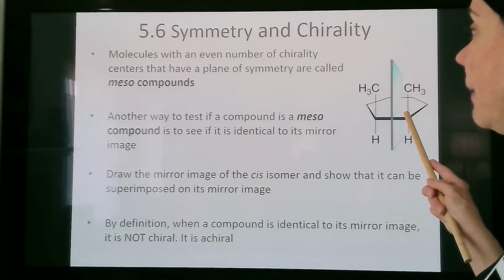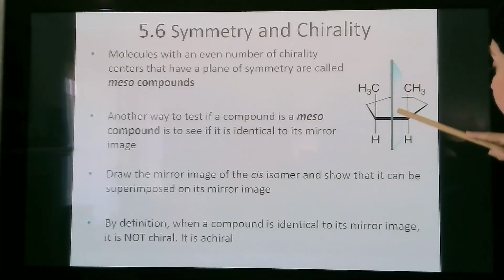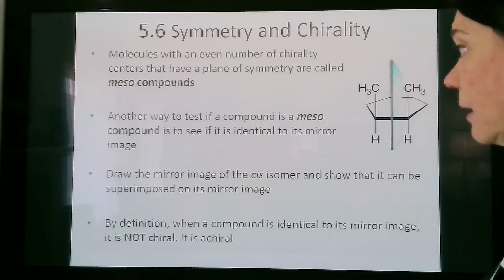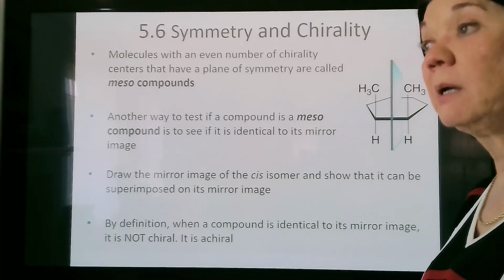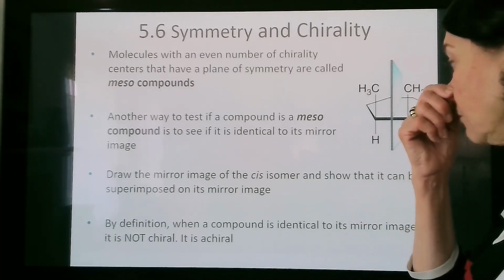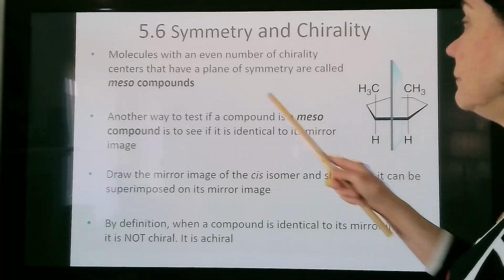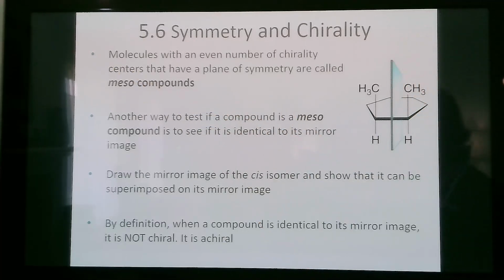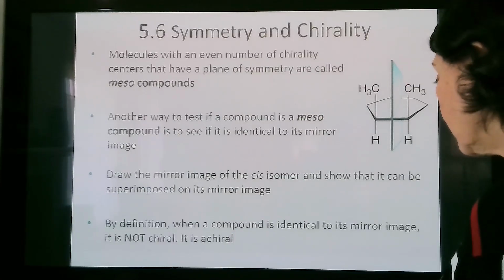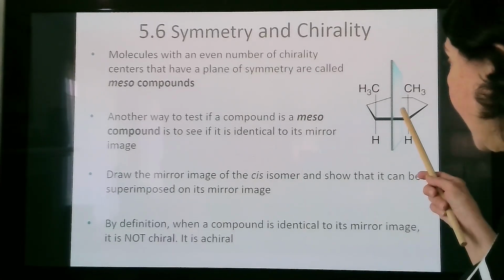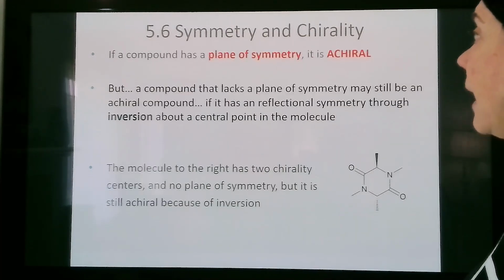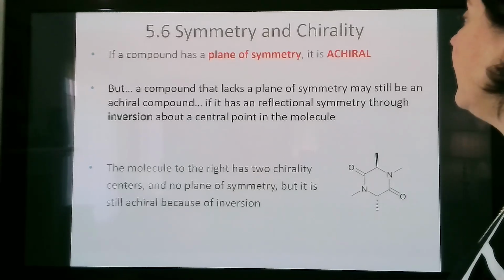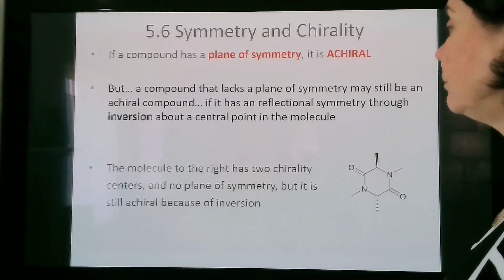This is called a mesocompound. If it has a plane of symmetry and it is its own mirror image, it is a mesocompound. If there is a mesocompound present, then you're not going to have the maximum number of stereoisomers, because one of those pairs will be represented by one mesocompound. This is achiral because it has a plane of symmetry. It is not a chiral compound. Achiral means not chiral. If a compound has a plane of symmetry, it's achiral.